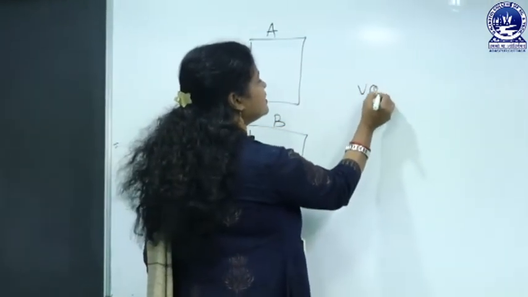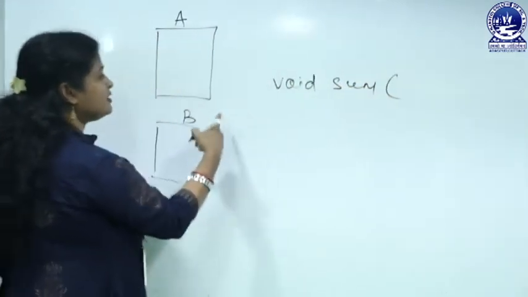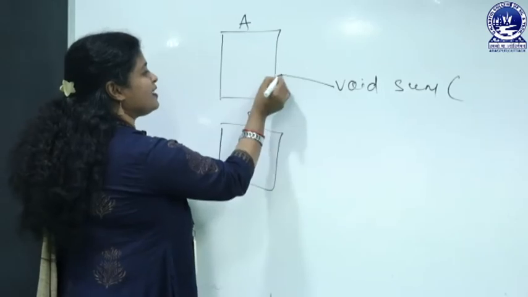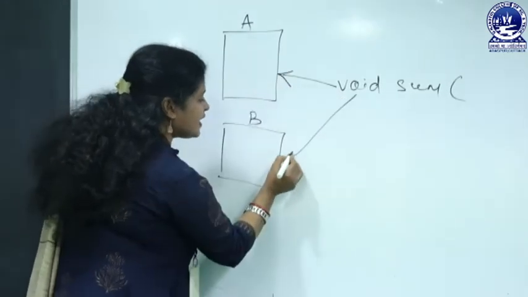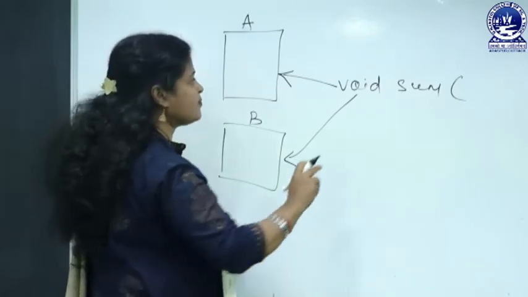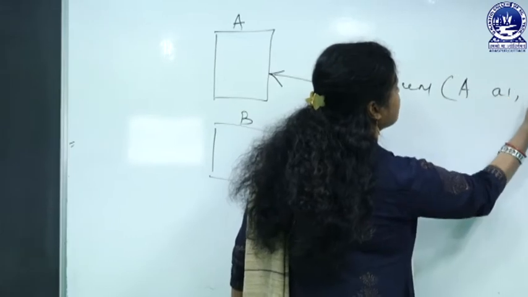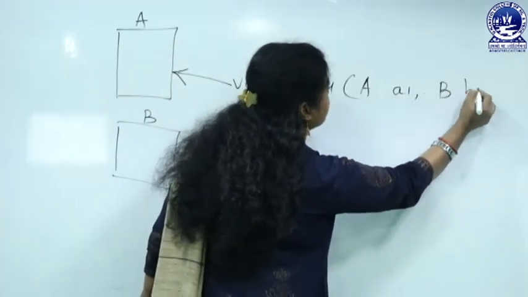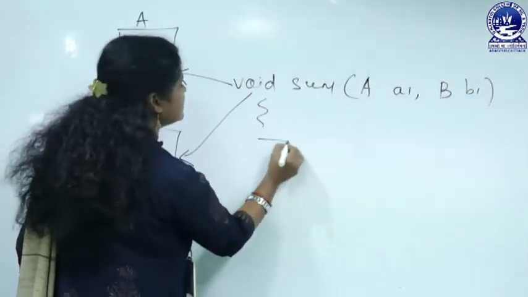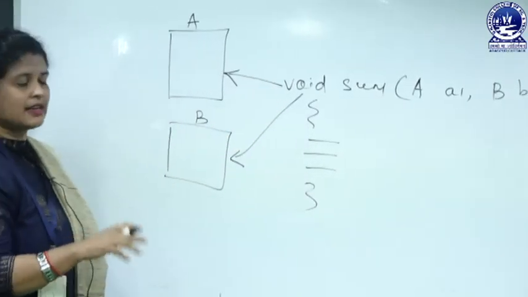And you want to use a function, let the function be void sum, and the sum function will be a friend of class A and a friend of class B. In that case, forward declaration is required. And the sum function is taking the arguments A A1, B B1. And this is the definition part, which is outside of both the classes.